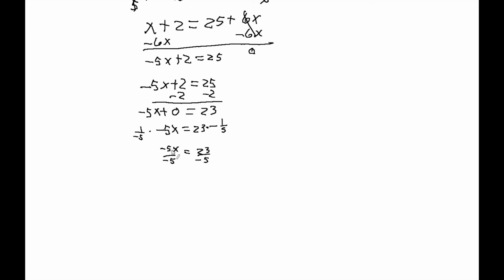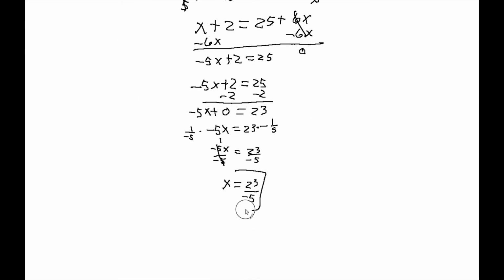So let's take care of this. Negative 5 over negative 5 gives you 1x, or just x. And that x equals 23 divided by a negative 5. And that would just be the answer. So x is equal to, you could say, negative 23 divided by 5. Since we don't have a whole lot of time, we will not check this one. It will take a while to do. So let's do another one.